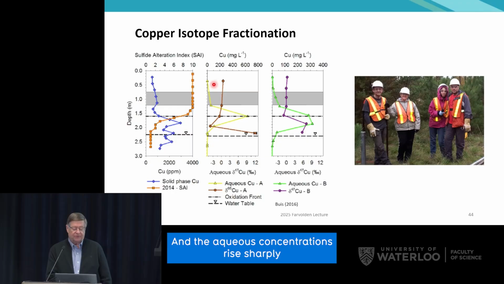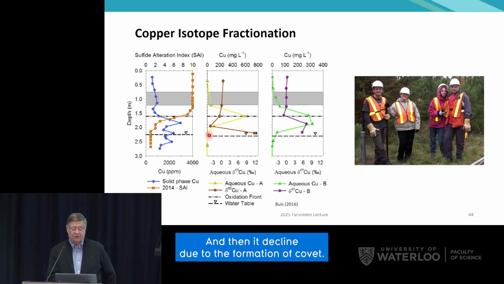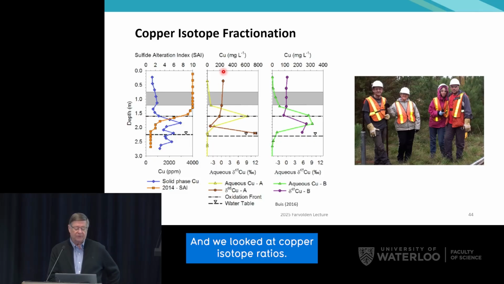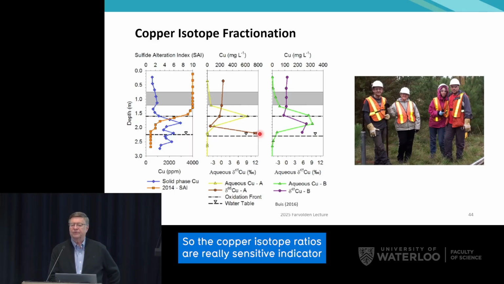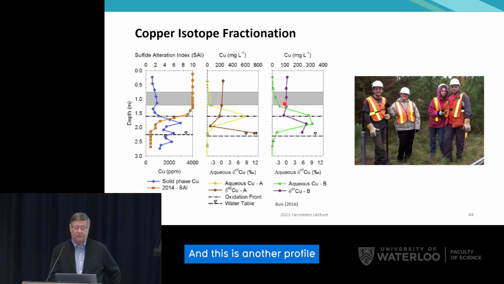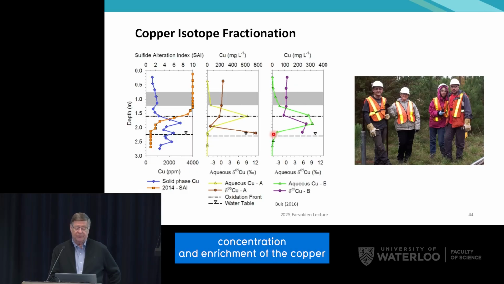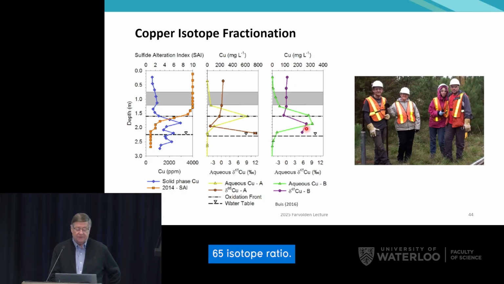And the aqueous concentrations rise sharply where copper is being depleted, and then decline due to the formation of covellite. And we looked at copper isotope ratios. We see a sharp change, sharply rising where copper is being removed from solution. So the copper isotope ratios are a really sensitive indicator of the reaction mechanism and progress that's going on. And this is another profile where, again, we see the declining concentration and enrichment of the copper 65 isotope ratio.